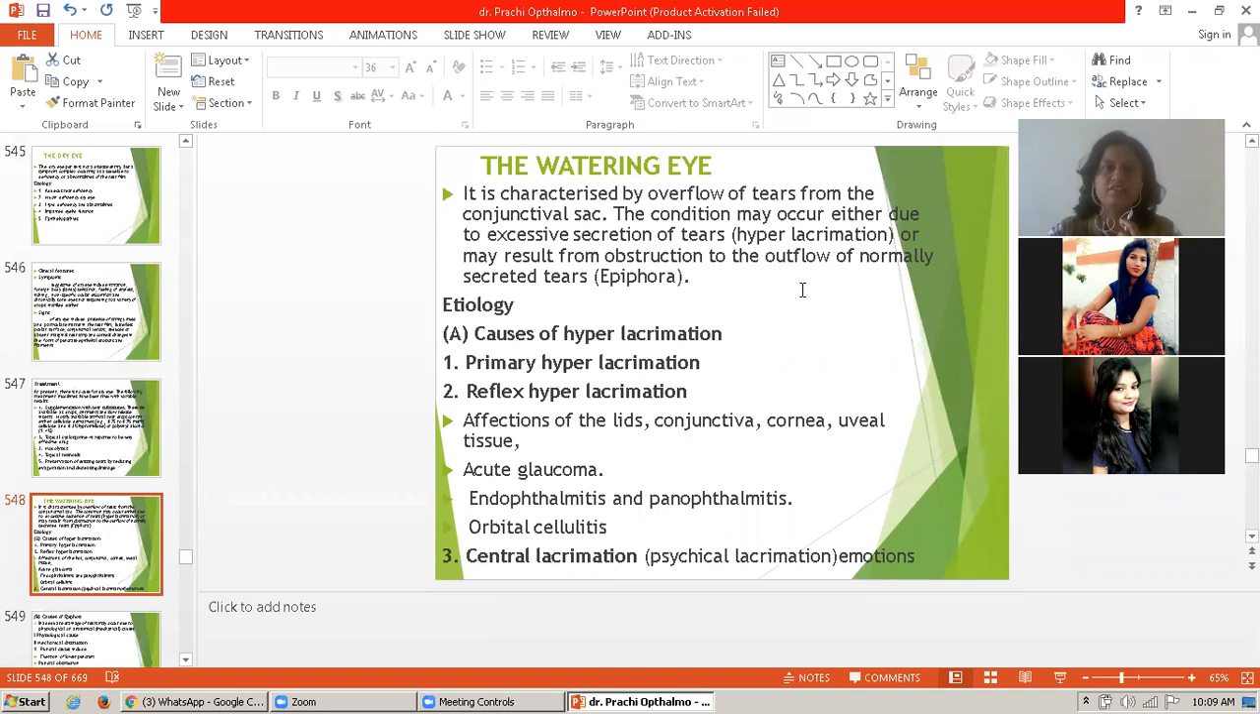Then the next topic is the watering of the eye. As we learned yesterday, watering of the eye is characterized by the overflow of tears from the conjunctival sac. The condition may occur either due to excessive secretion of tears, that is hyperlacrimation, or may result from obstruction to the outflow of normally secreted tears, that is epiphora. Its etiology.